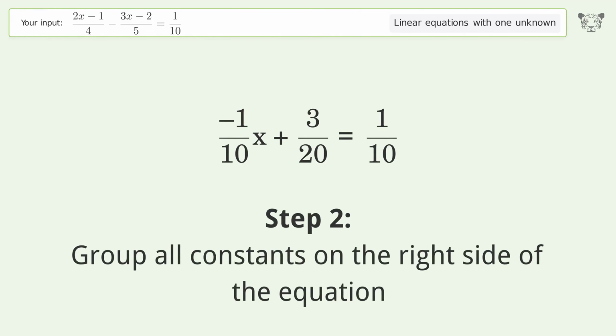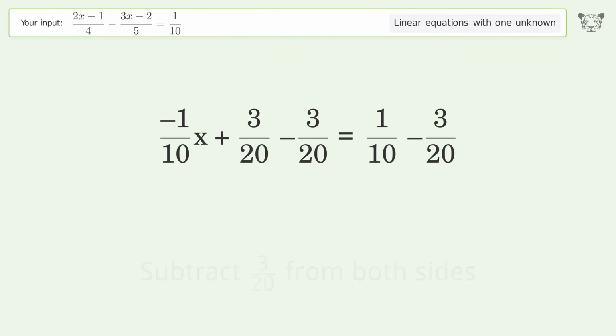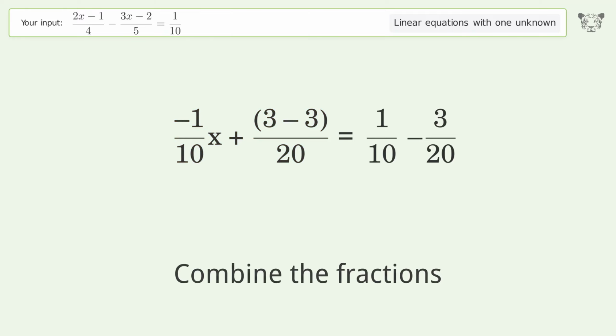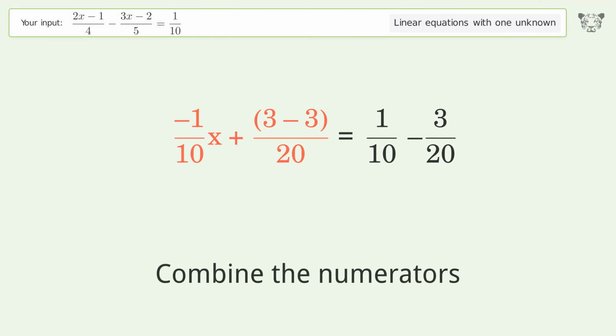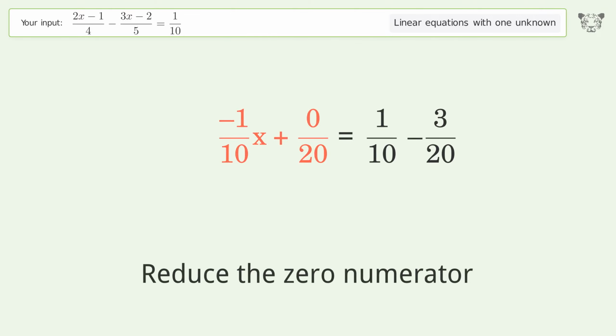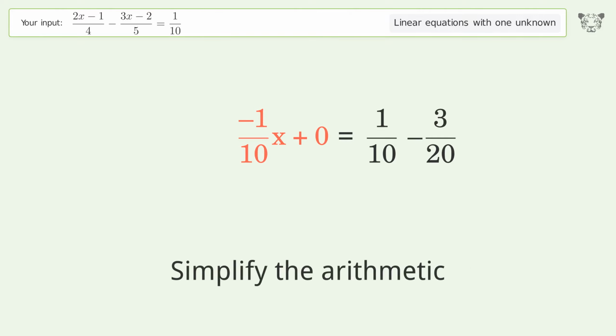Group all constants on the right side of the equation. Subtract 3 over 20 from both sides. Combine the fractions. Combine the numerators. Reduce the zero numerator. Simplify the arithmetic.